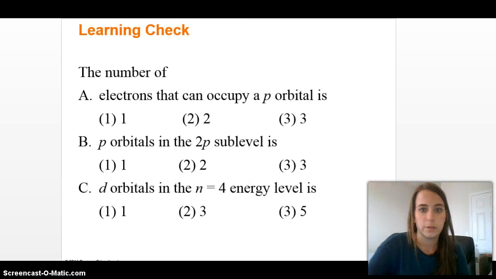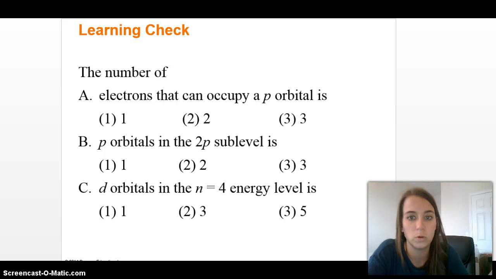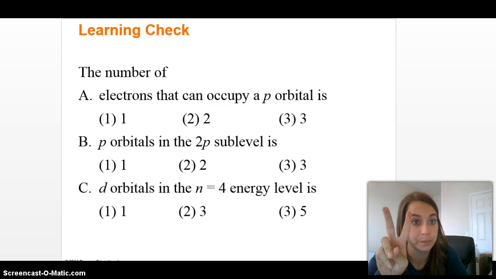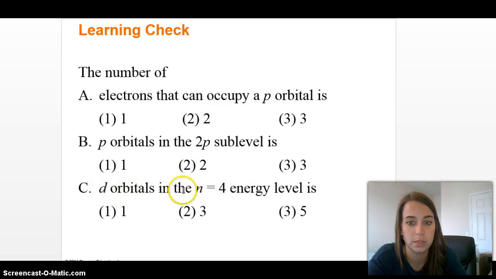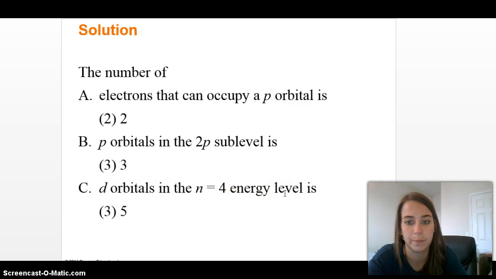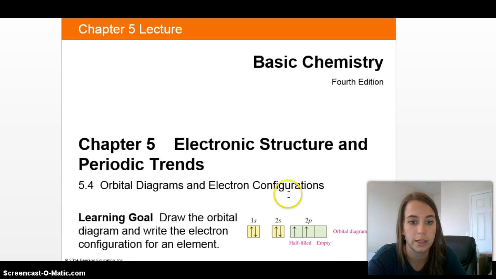All right. Number of electrons that can occupy a p orbital. P can hold how many electrons? Each one can only hold 2. Okay, the answer is 2. Each orbital can only hold 2 electrons. P orbitals in the 2p sublevel is how many orbitals? There's 3 p orbitals every time. And then last one, d orbitals in the n equals 4 energy level. How many d orbitals are there? There's always 5 d orbitals, so that one's 3. Awesome. Draw a line into those notes and you are done.